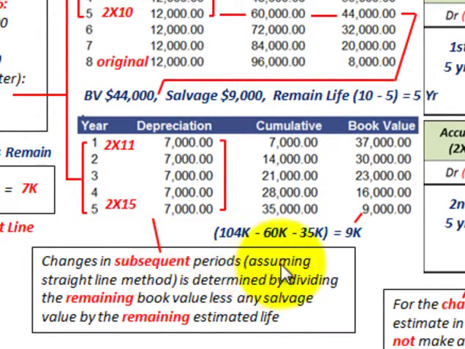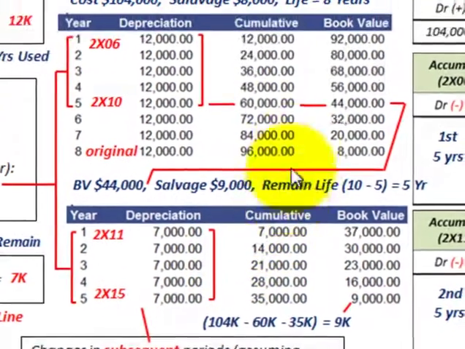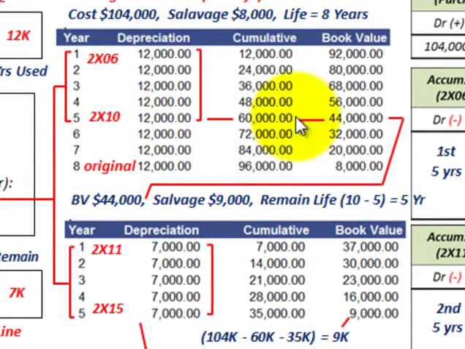for this new depreciation. Changes in subsequent periods, assuming a straight line method in this case, is determined by dividing the remaining book value, less any salvage value, by the remaining estimated life. So you can see what we've done here. After this fifth year, we've taken the book value, or the carrying value, that we had on that asset, and then we set up our new depreciation schedule based on that book value of $44,000 less its salvage value of $9,000, and divide it by the remaining life, 5 years, and we're going to get a depreciation amount of $7,000 per year.